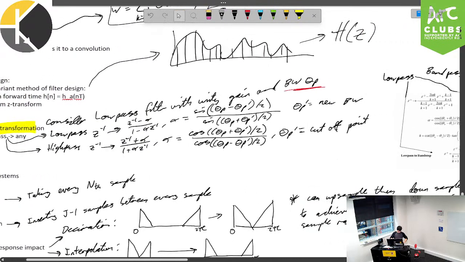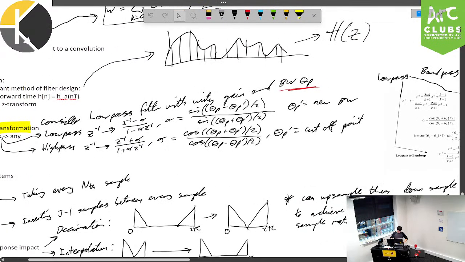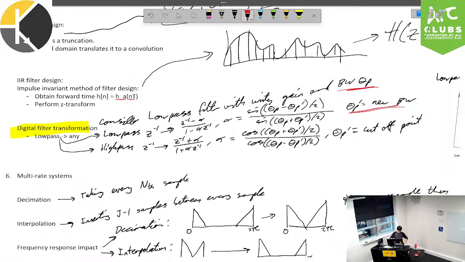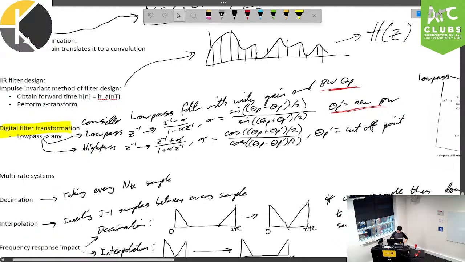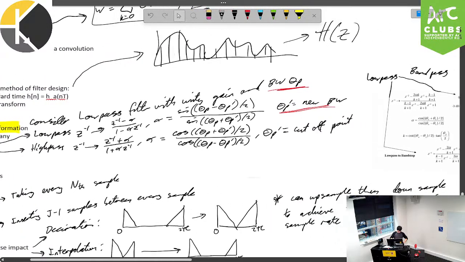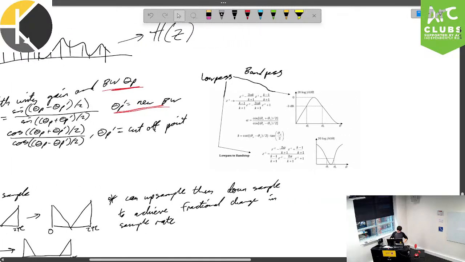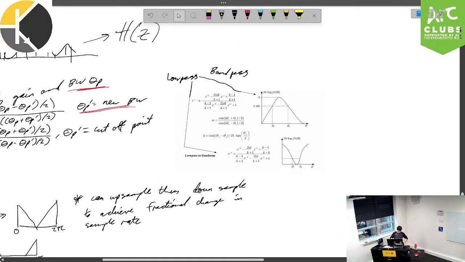In other words, that is its cutoff frequency. We can actually transform this into another low-pass filter with a different bandwidth or cutoff frequency, with the transformation of Z inverse into Z inverse minus alpha over 1 minus alpha Z inverse. All right? And just moving forwards with this, we have all of these transformations defined between low pass, high pass, band pass, and band stop.